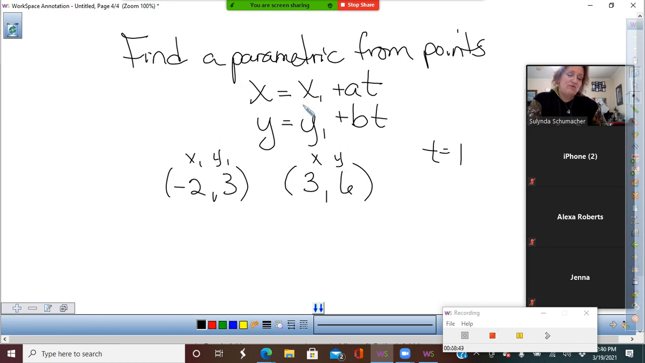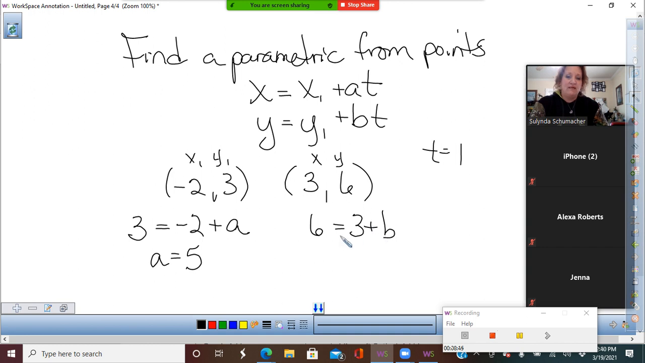So what we're going to do is start by plugging it in here and solving for a. So I have 3 equals my x1, which is negative 2, plus a times 1, or a. Adding 2 over, I find out that a equals 5, right? Let's do the second one. I have y, which is 6, equals my y1, which is 3, plus b times 1, or b. So that means my b equals 3.